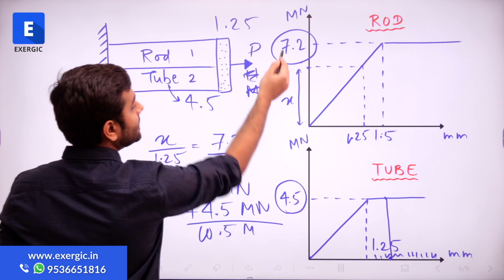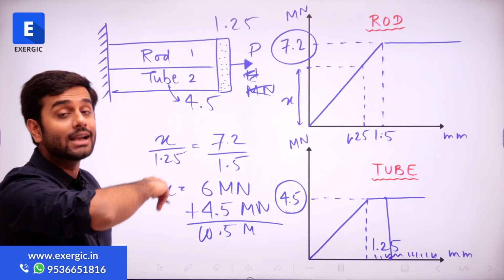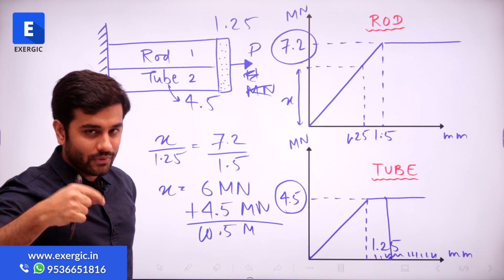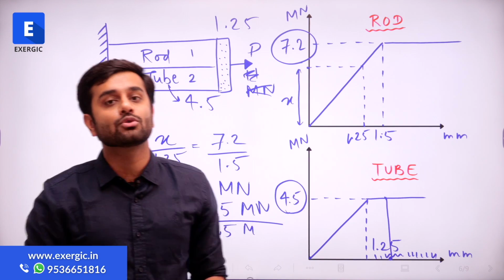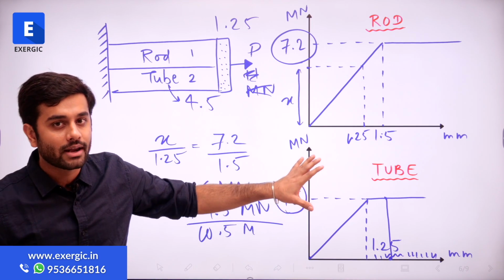So when you add this and this, you get the total load that they will be resisting at 1.5 mm deformation. Please note what is different in this approach. In this approach, we are considering the plastic zone also, because we are not using the formulae, we are using the graph directly.